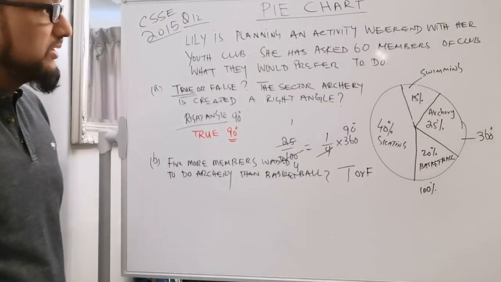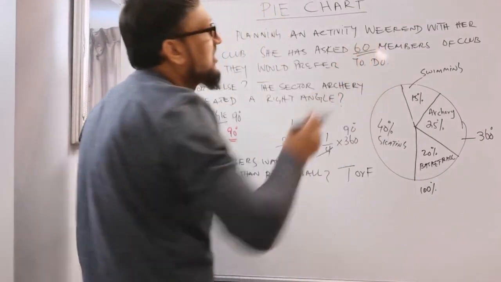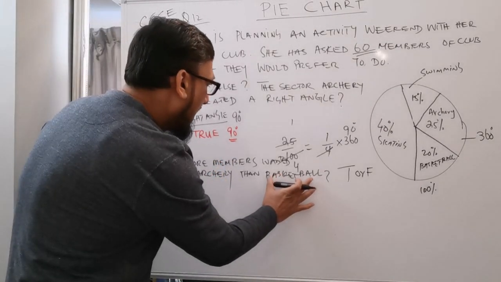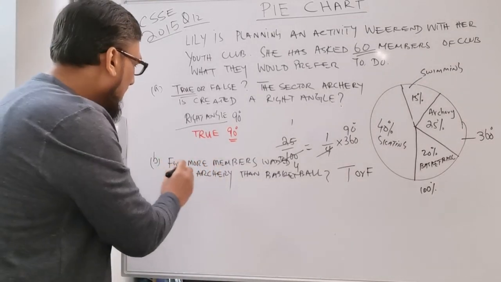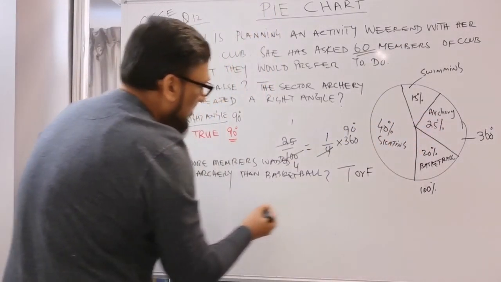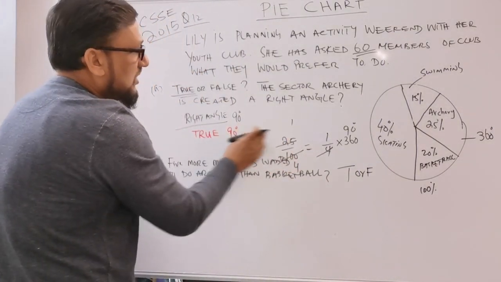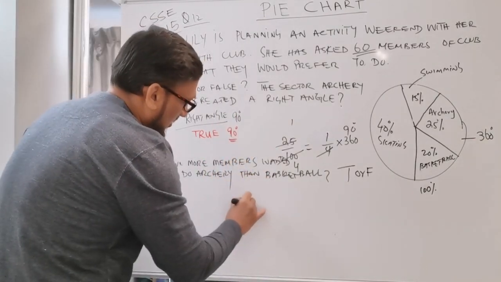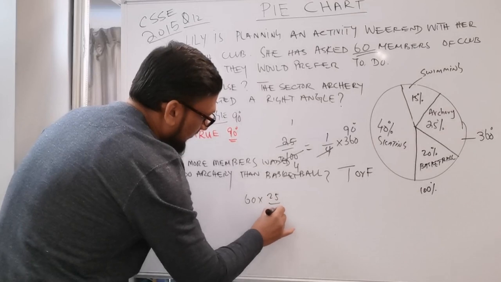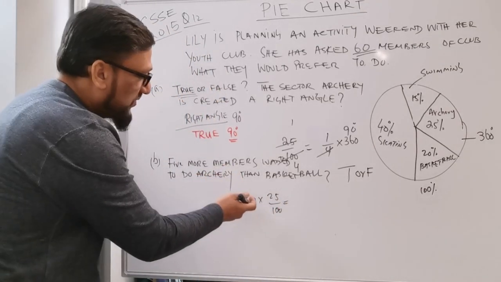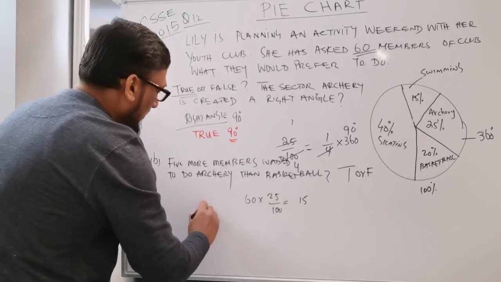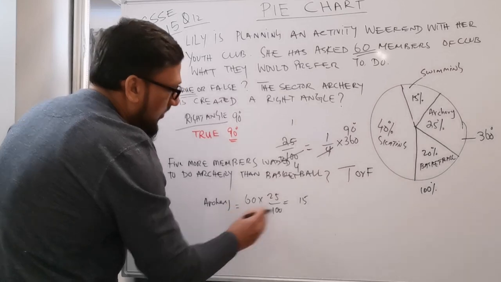Okay, very simple. We need to find out how many members there are. There are 60 members. So we need to find the number for archery and the number for basketball, and then check whether five more members wanted to do archery than basketball. We know that archery is 25%, which is a quarter of 60. Very simple: 30, and half of 30 is 15. So only 15 members are doing archery.